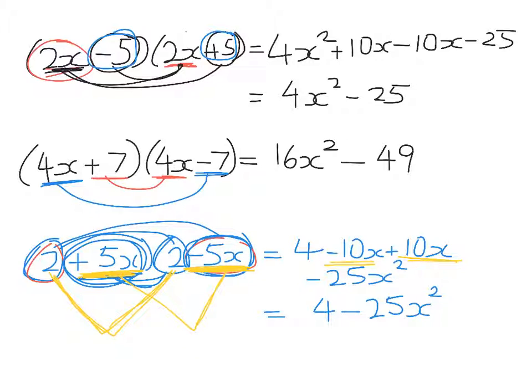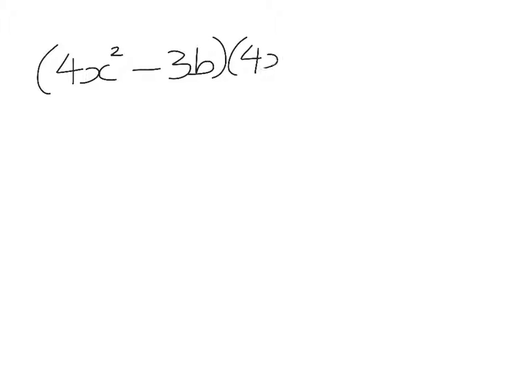Okay, a couple more examples for you to try on the next slide before you do some practice in the textbook. Right, so let's try one where we have to think a little bit harder. So 4x squared, not just x, 4x squared minus 3b times 4x squared plus 3b. So I've chucked in a couple of new things here. Two variables, we've got b as well as x, and instead of just having x here, I've got x squared here. So there's a bit more going on. So let's just take it step by step.